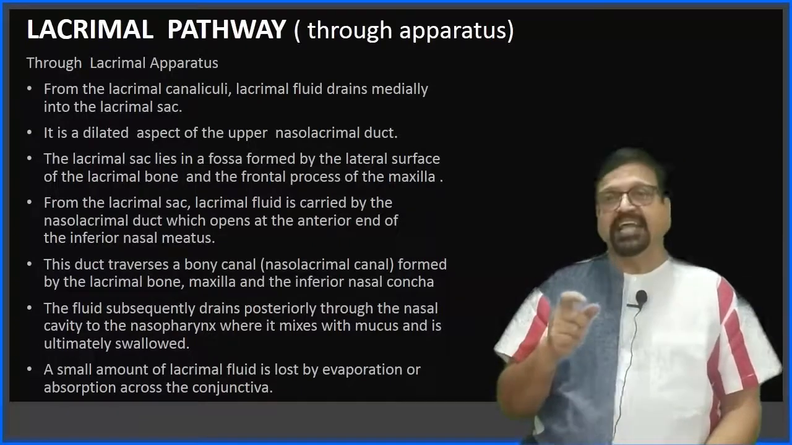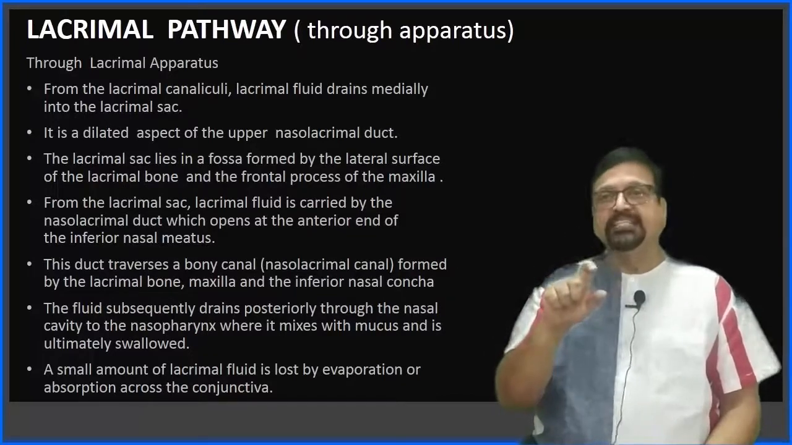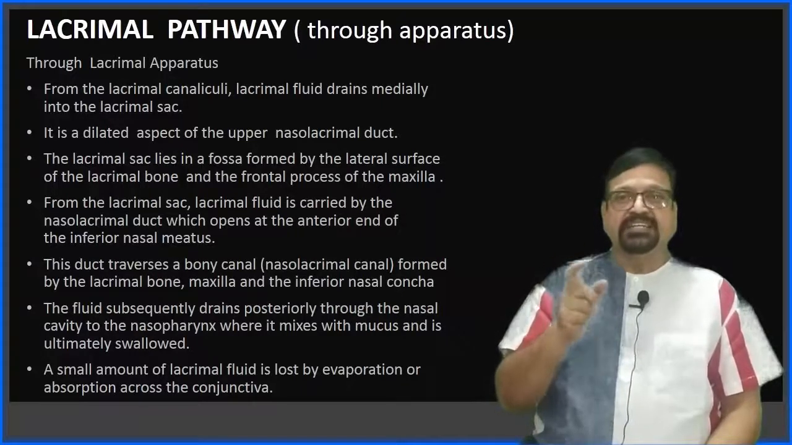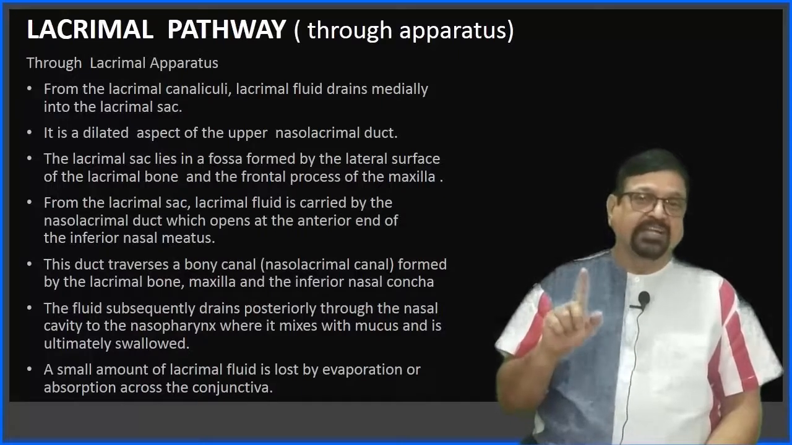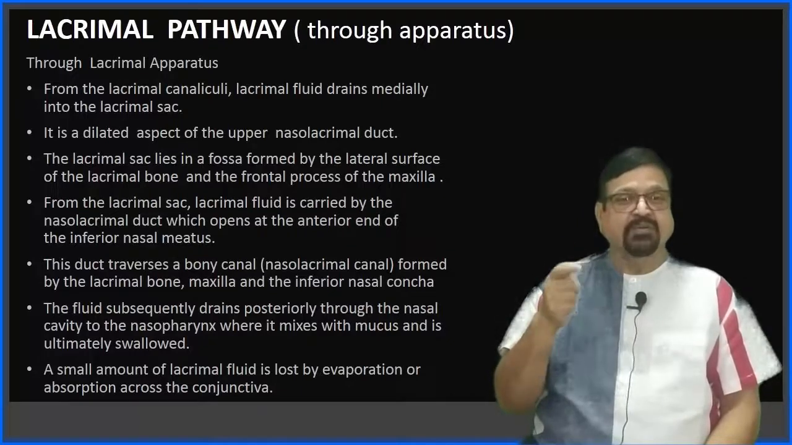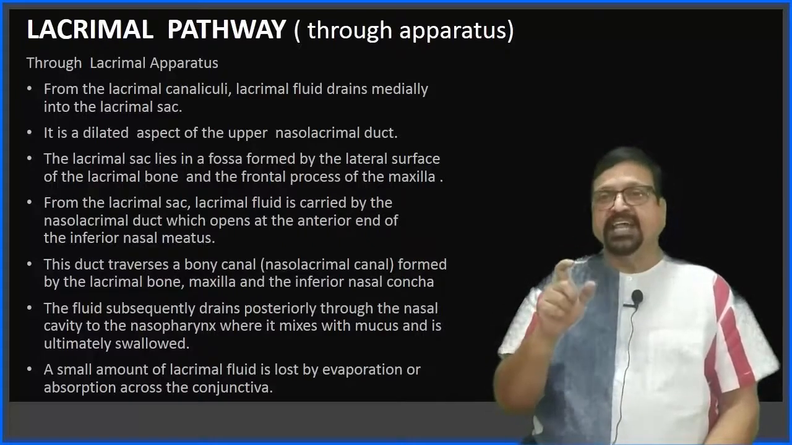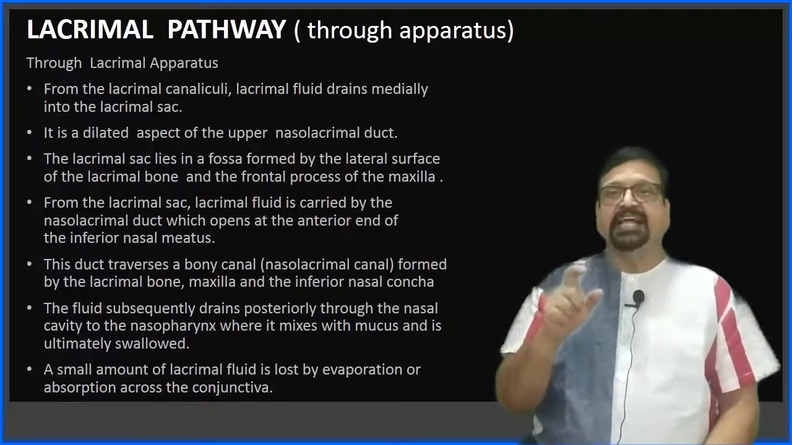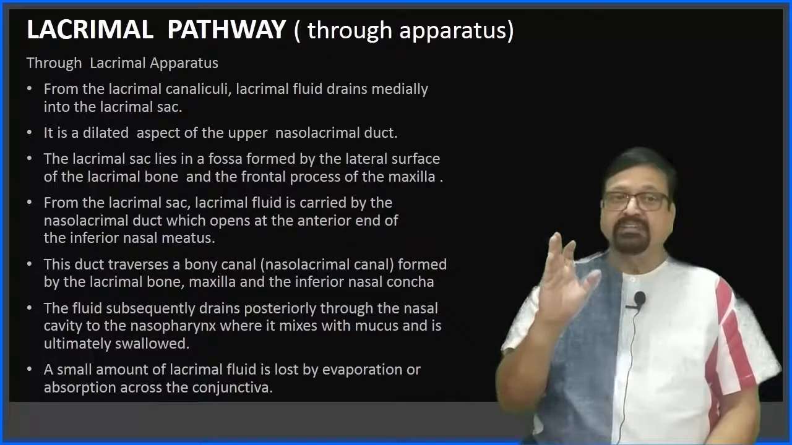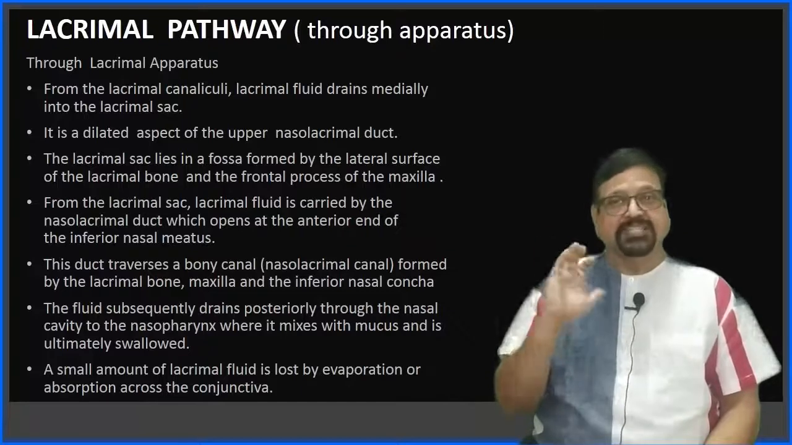Now from the lacrimal sac, lacrimal fluid is carried by the nasolacrimal duct, which opens at the anterior end of the inferior nasal meatus. Now the duct traverses a bony canal. It's important, because when we are dealing with bony pathologies, we have to think of this portion of the apparatus. The duct traverses the nasolacrimal canal, formed by the lacrimal bone, maxilla and the inferior nasal concha. All these things are very important when we are going to see the fractures in this area and how they affect the lacrimal passage.